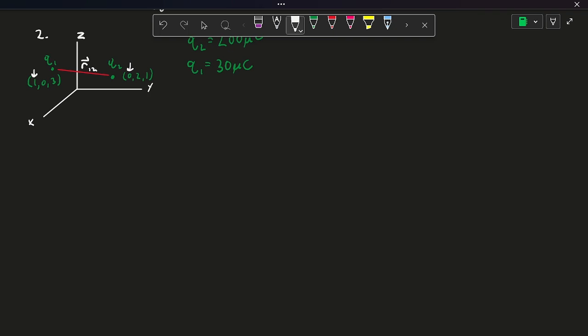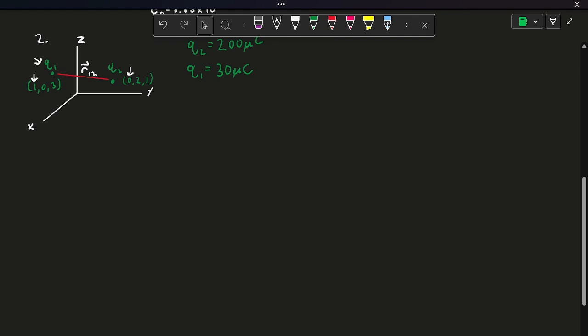So here we have a problem that we need Coulomb's law to solve. This is a point charge located at 1, 0, 3 on this 3D plane, and we have a charge Q2 which is also located at 0, 2, 1 on the same plane. These charges do not have the same charge. As we can see, this one has 200 microcoulombs, this one only has 30.